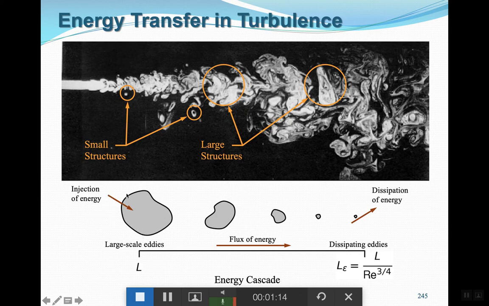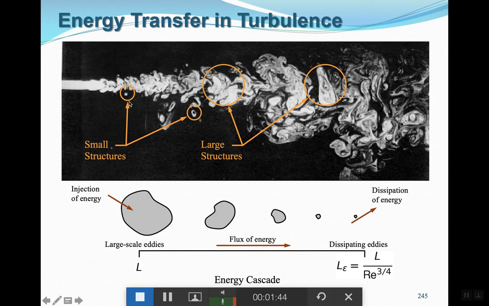How do we supply energy to large scale eddies? Through our velocity, inlet velocity. So that's the source of our energy, the kinetic energy that is pushing the flow forward, which could be from a compressor, which could be from a pump, etc. Right? Then energy from these large scale eddies will be transferred to medium sized eddies, which are in the middle of the flow, and from those to the small eddies.